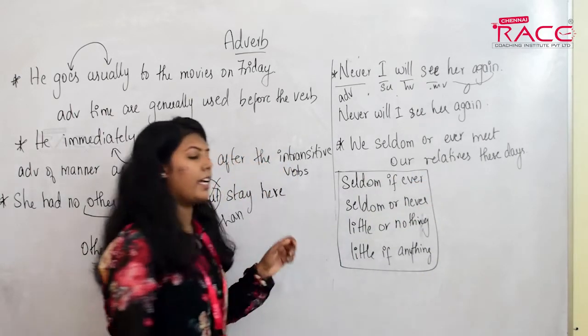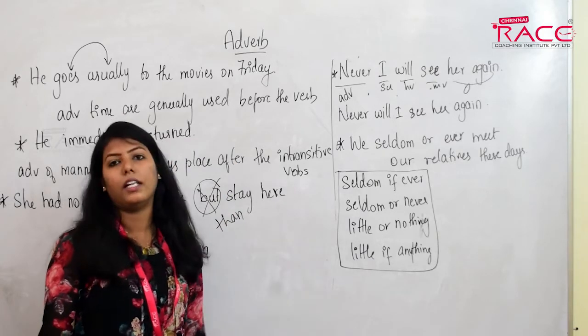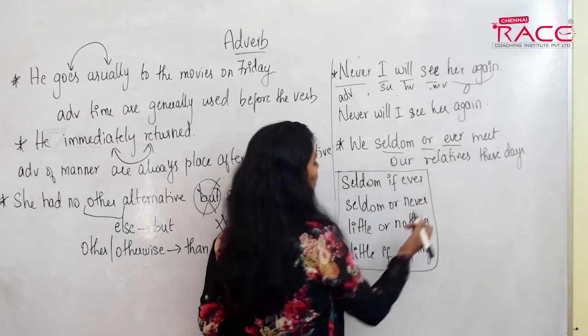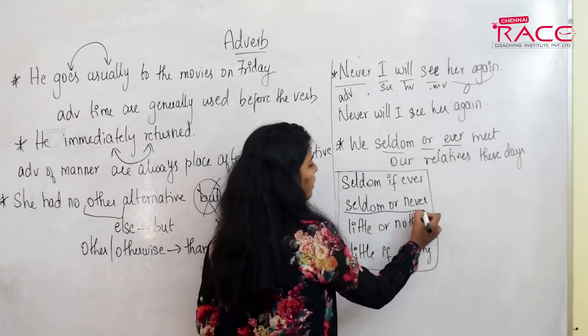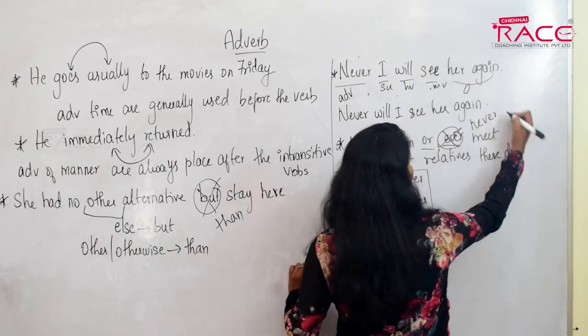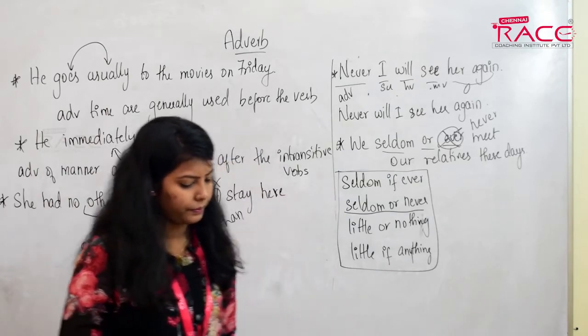Okay, if they give you some other, they'll usually confuse you with any of the pair and they'll give it in a sentence. See, for example, we said seldom or ever. What is our part here? Seldom or never. So ever is wrong. It must be replaced by never. Okay, seldom or never would be the appropriate one. Done? Okay. So next one.